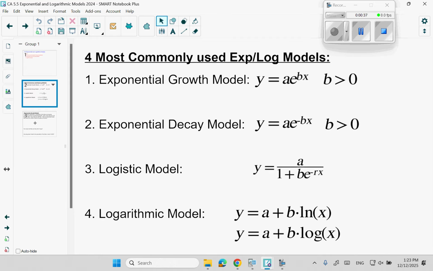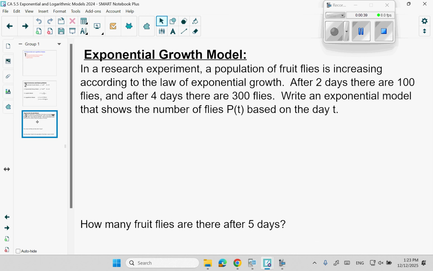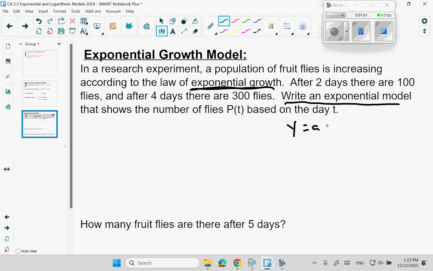So if I get a problem like this: in a research experiment, a population of fruit flies is increasing according to the law of exponential growth. So I know I'm going to use a growth model. After 2 days, there are 100 flies. After 4 days, there are 300 flies. Write an exponential model. So I'm going to write it in the equation structure of y equals a e to the bx. So I have to figure out what my a and b are.